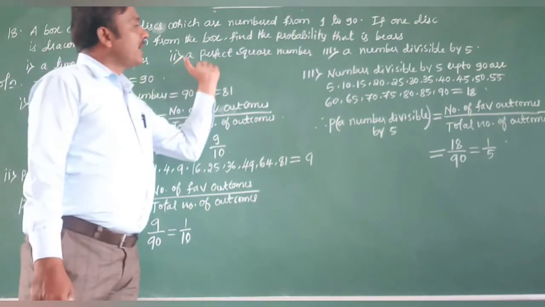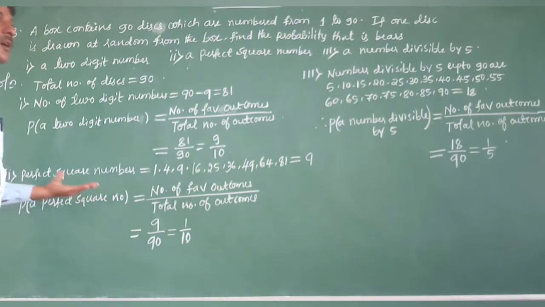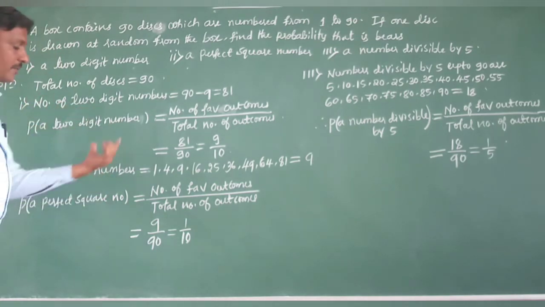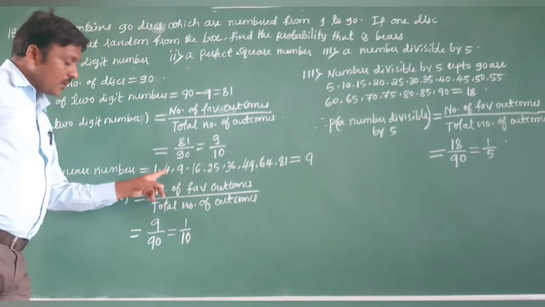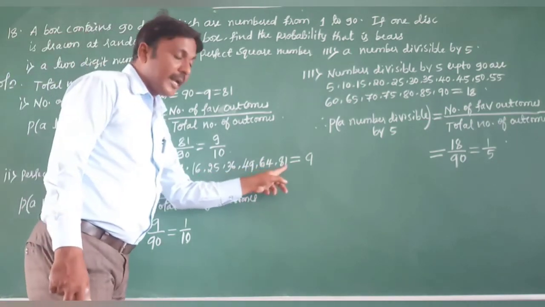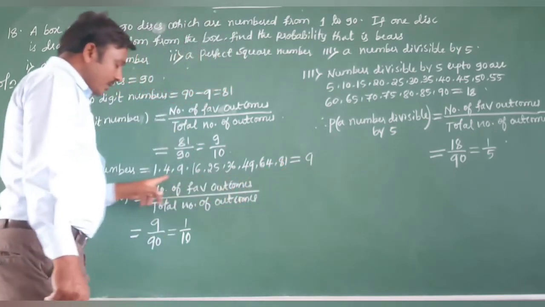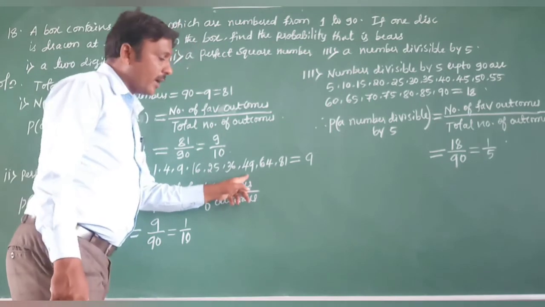Next, perfect square numbers. The probability of getting a perfect square number. Before that, you have to write how many perfect square numbers there are from 1 to 90. Perfect square numbers from 1 to 90 are 1, 4, 9, 16, 25, 36, 49, 64, 81. 90 is not a perfect square number. So up to here you have to write. These are the perfect square numbers from 1 to 90.